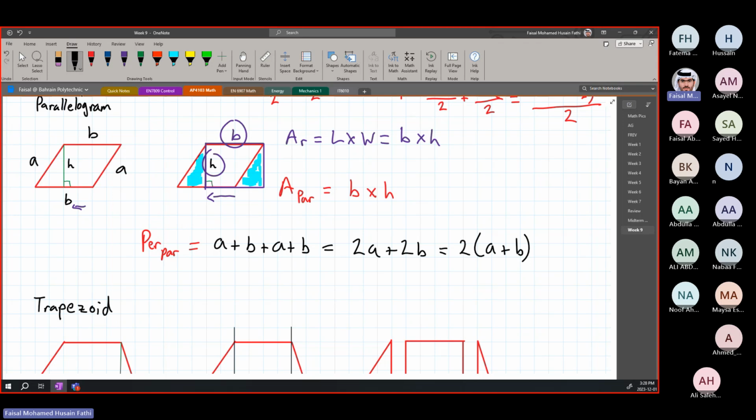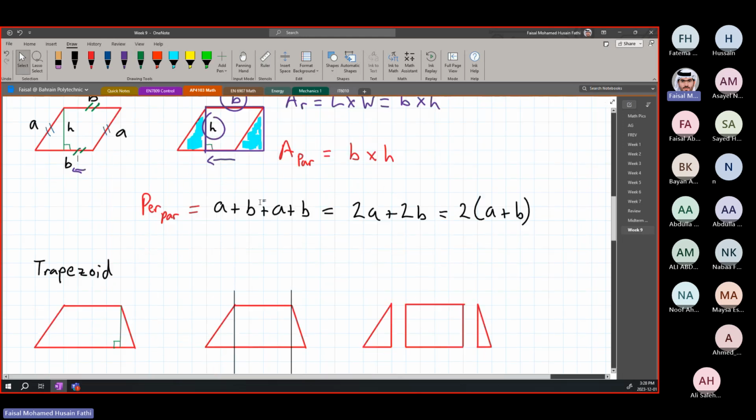A parallelogram is basically any shape that has four sides, where both opposite sides are parallel. This line and this line, and this line and this line, are parallel to each other. They never meet, and this side and that side are also parallel. That's what a parallelogram is.